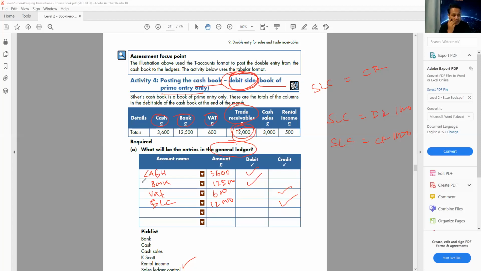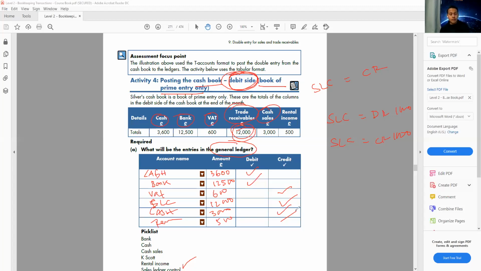Same for the purchase ledger control. If it's purchase ledger control, you don't make it credit, you make it debit because we already paid the supplier. That's not my liability anymore. Okay, then we have a cash sale. Cash sale is income, 3,000. That is my credit. Rental income is income. That is £500. That's my credit.